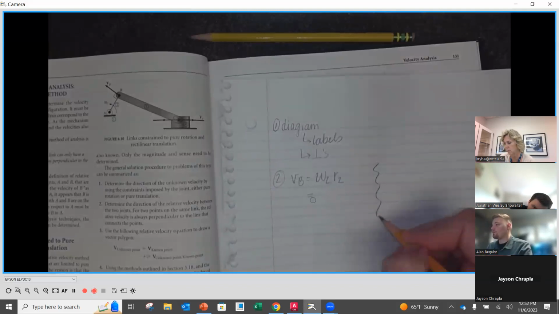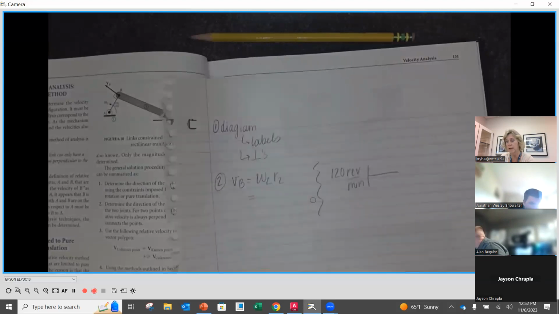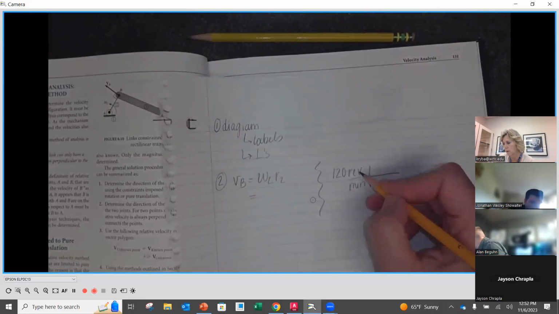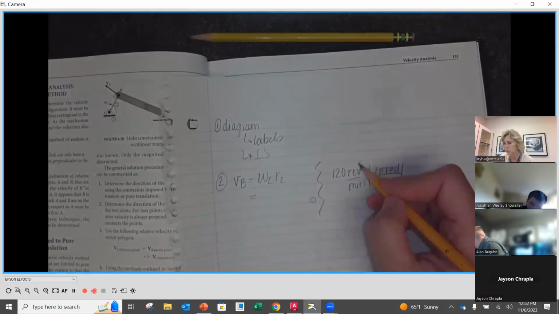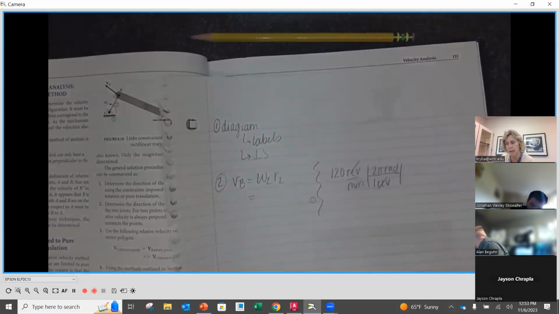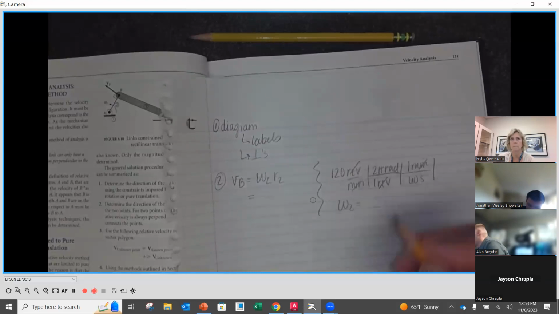So over here on the side, I'm going to take 120 revolutions per minute, and I need to convert that to radians per second. So 1 revolution on the bottom is 2 pi radians on top. Revolutions cancel. I'm in radians per minute. And then 1 minute is equal to 60 seconds. Minutes cancel. I'm in radians per second. So my W2 will be, I grab my calculator.